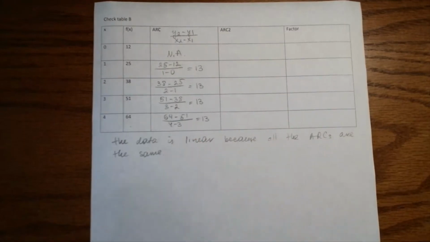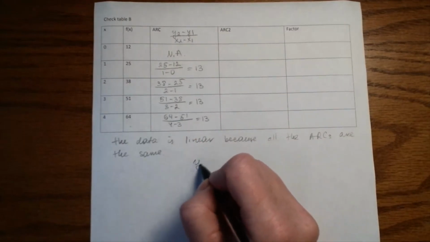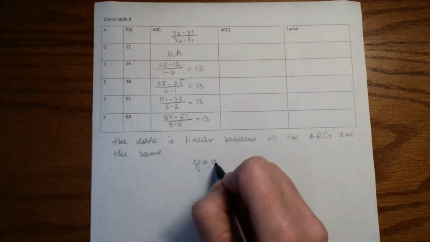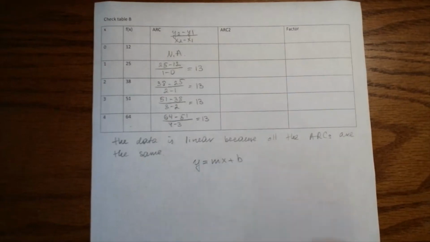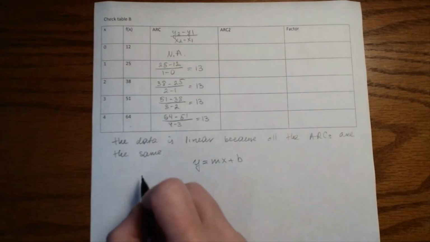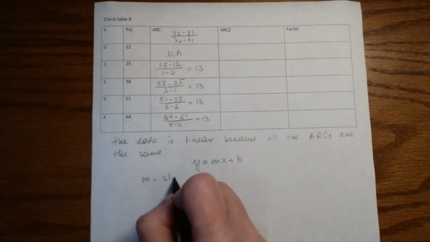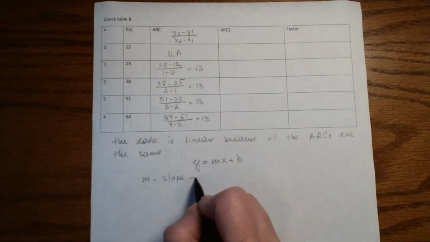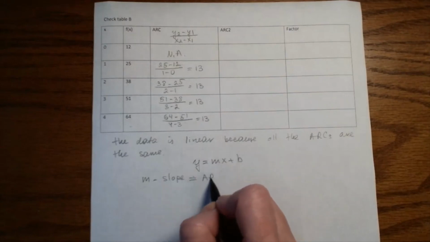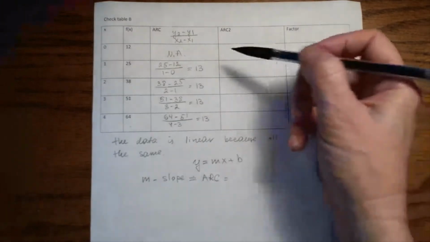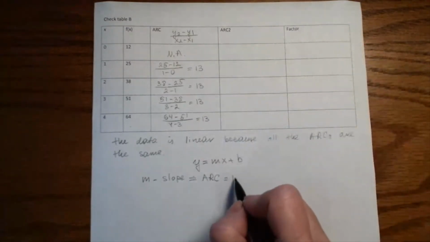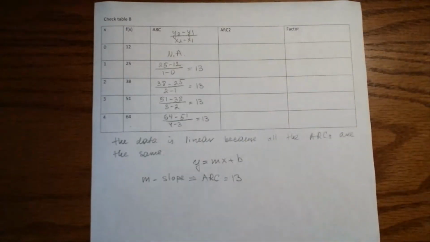Now we need to find the equation. The linear equation is y equals mx plus b. m is the slope, and at the same time it is the average rate of change. We found all average rates of change. All of them are equal to 13.